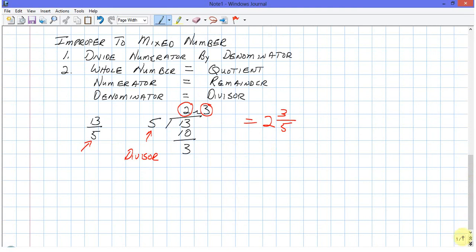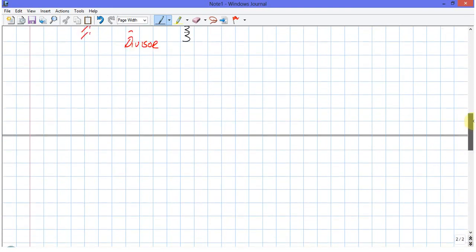Okay, let's do another one. And let's just try, say, 15/4. So if we had a number like, say, 15/4, we need to change that into a mixed number. And so let's take the 15. We divide it by 4. 4 will go into 15 3 times. 3 times 4 is 12. And I have a remainder of 3.